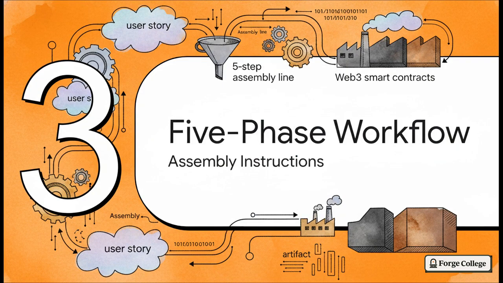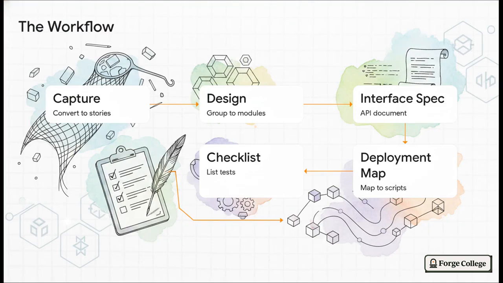Which brings us to part 3, the 5-phase workflow, assembly instructions. This is the exact 5-step assembly line we use to convert abstract user stories into deployable artifacts without the endless rework. Step 1, capture. Step 2, design. 3, interface spec. 4, deployment mapping. And 5, the acceptance checklist. Sticking to this order completely eliminates the guesswork.